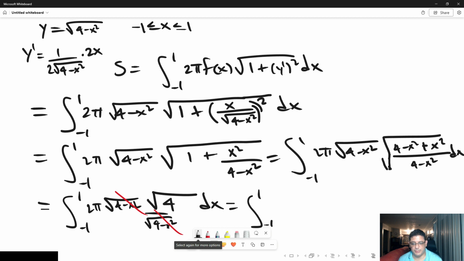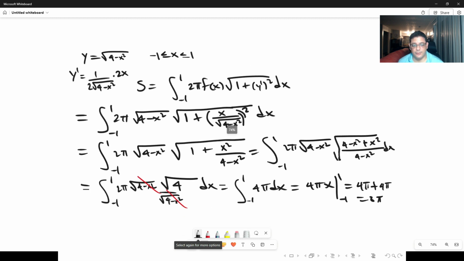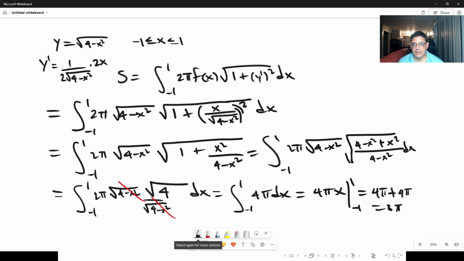It looks very complicated at the start, but this is just the integral of 4 pi dx. So this is just 4 pi x between minus 1 and 1. Plugging in, this is 4 pi minus minus 4 pi, so plus another 4 pi, and this is going to be 8 pi. So that's the surface area of this particular function.